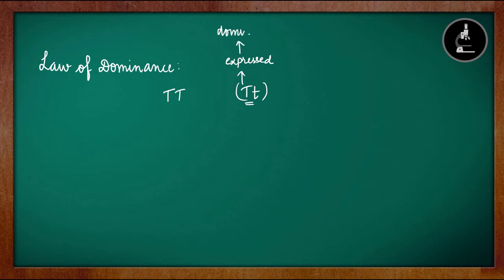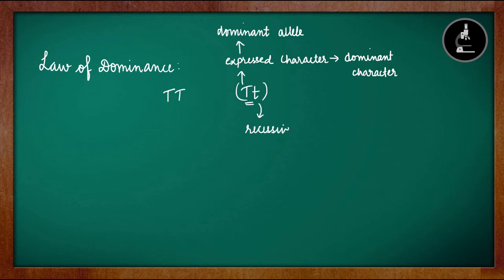So capital T is which allele? The dominant allele. And this expressed character of the dominant allele is called the dominant character or dominant trait. Whereas the allele which is not expressed in the presence of another dominant allele is called a recessive allele, and this character is called the recessive character. And this is only the law of dominance.